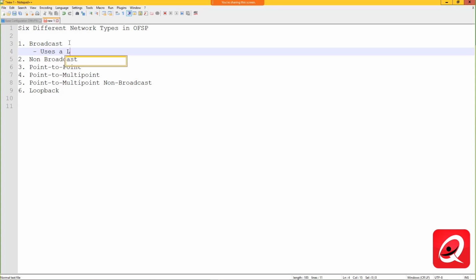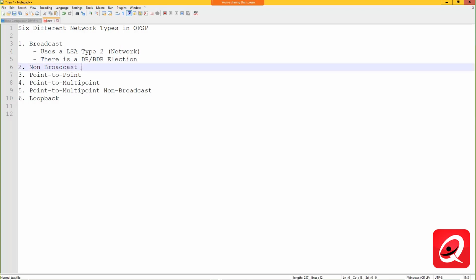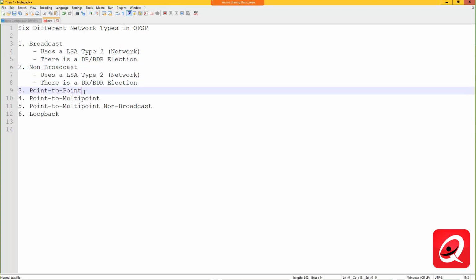It uses an LSA type 2, which is a network LSA, which means there is a DR/BDR election in this process. All right, I'll just leave it at that. So in this particular case, we use a type 2 LSA, also for non-broadcast as well.